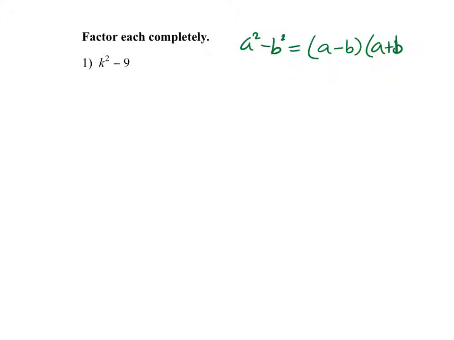Okay, so now on this one I can identify a difference of squares, first of all because I have a subtraction, and second because both terms of that binomial have a perfect square root. So in this case, k squared, the square root is k, and the square root of 9 is 3. So that means I can factor this as k minus 3 times k plus 3.